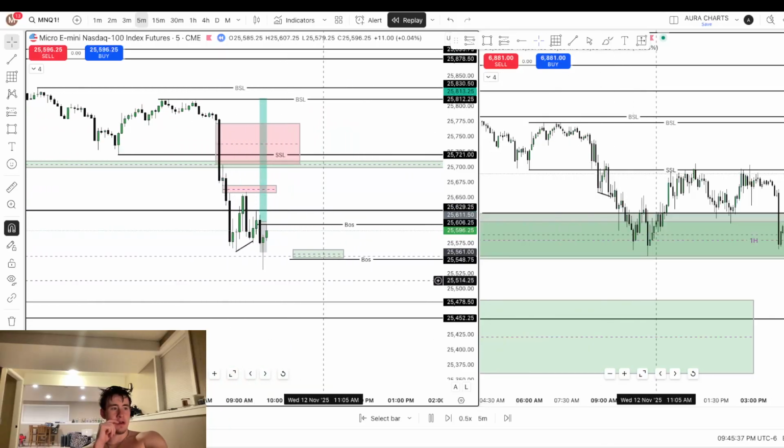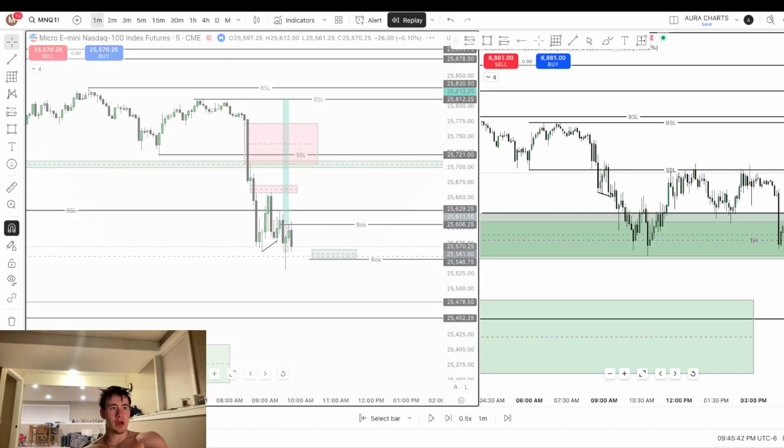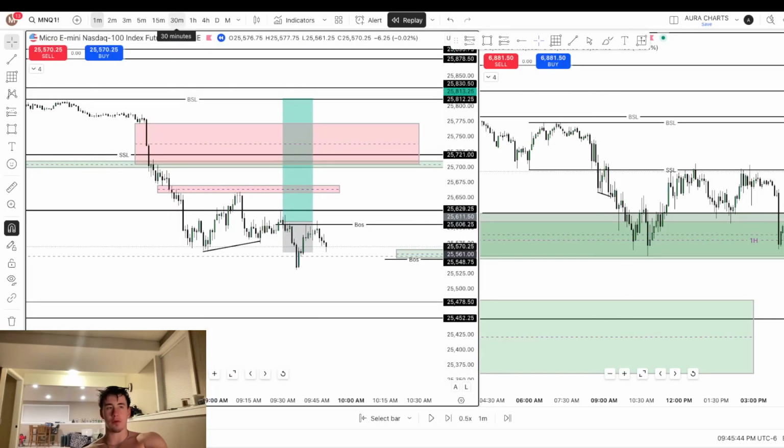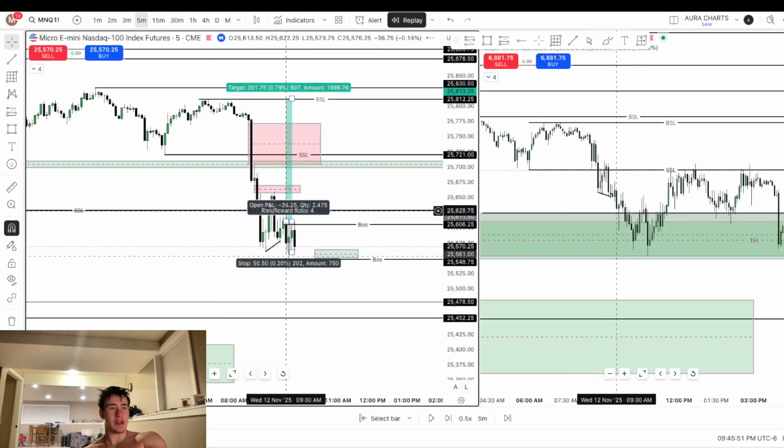So after sweeping out sell side liquidity, what do we see? We see a 5-minute bullish SMT. We're going to the 1 minute, looking for a 1 minute break of structure. We did already sweep sell side liquidity, so we're looking for a reversal. I trade reversals. We're also in a 1 hour order block. So I'm looking potentially for a boomstick out of this 5-minute SMT.